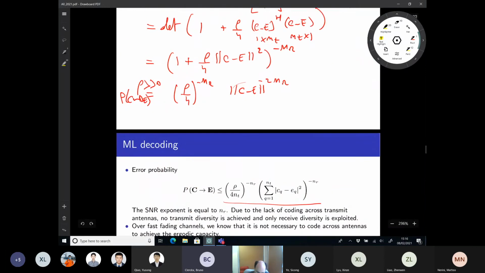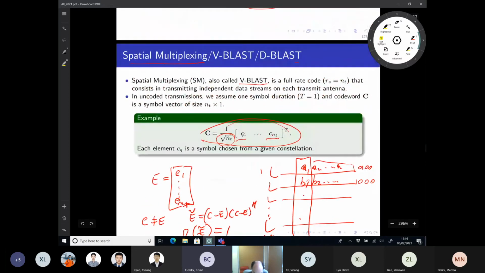Okay? So what you see here is that what is my diversity gain is NR, right? That's not great, right? I could have NR NT, but I don't have the NT there because my symbol C1 is transmitted from antenna 1 only, this information is not transmitted from the other antenna. So there is no way I could get a diversity gain from the transmit antenna array.